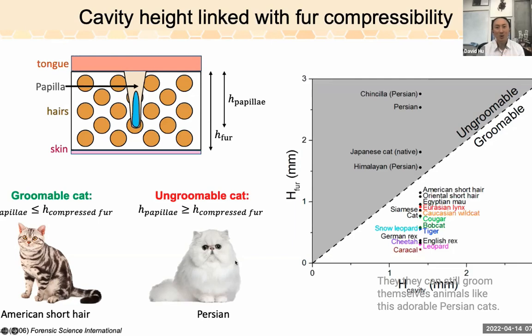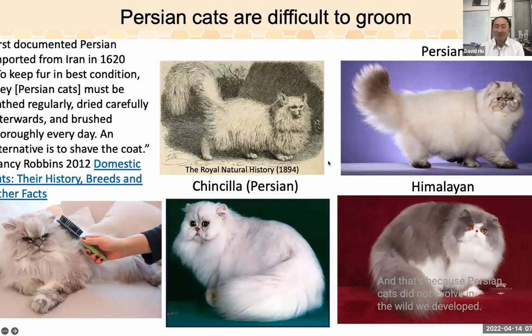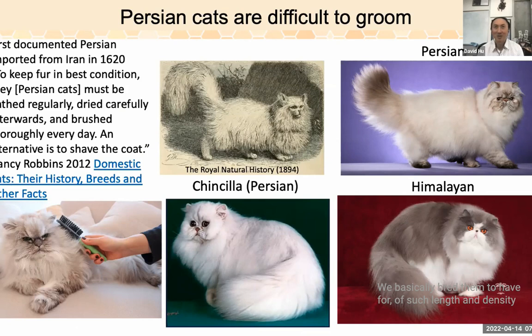Animals like this adorable Persian cat you see here have fur that has gone beyond what their tongues are able to handle. That's because Persian cats did not evolve in the wild. We basically bred them to have fur of such length and density that Persian cats actually have difficulty grooming themselves. If you want to own a Persian cat, you're going to have to bathe it regularly, dry it carefully, and brush it thoroughly every single day. Or you can just shave the Persian cat. But if you're going to do that, I would say, hey, just get a Chihuahua.